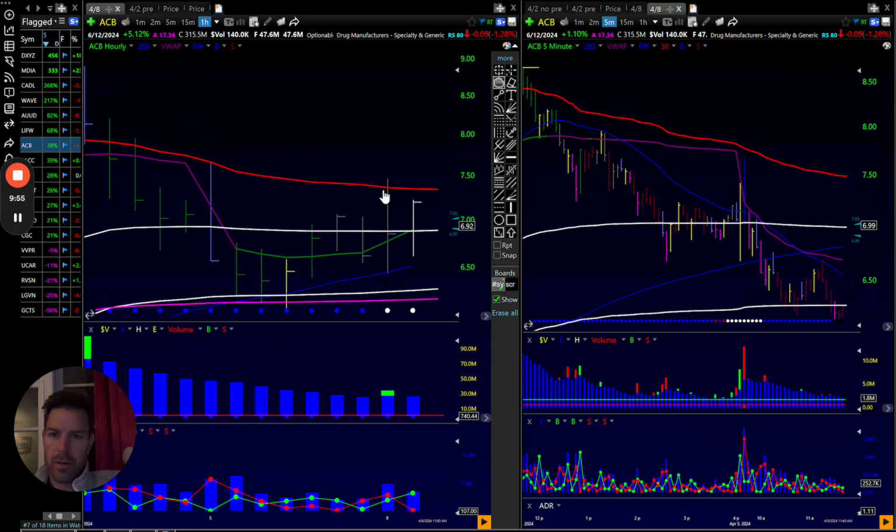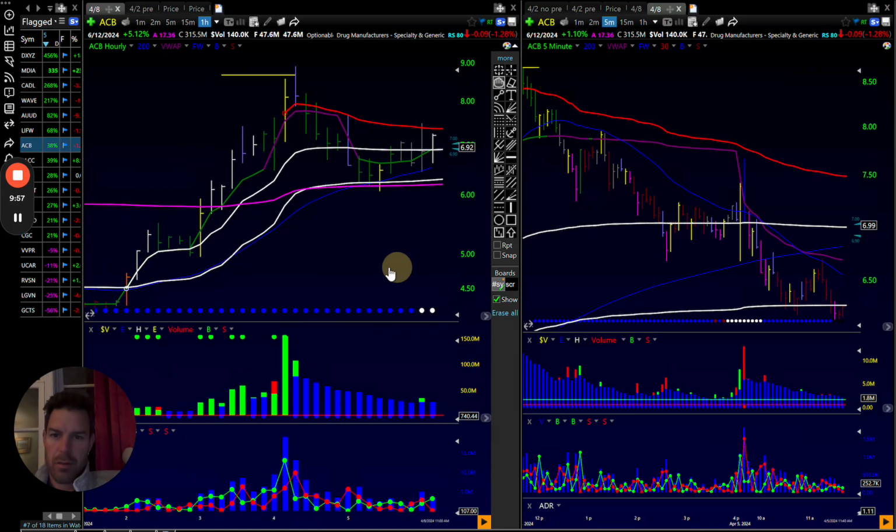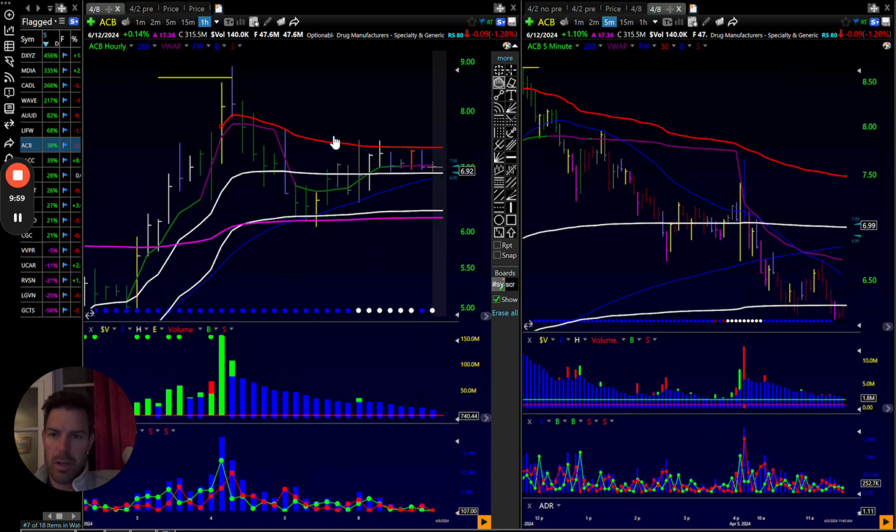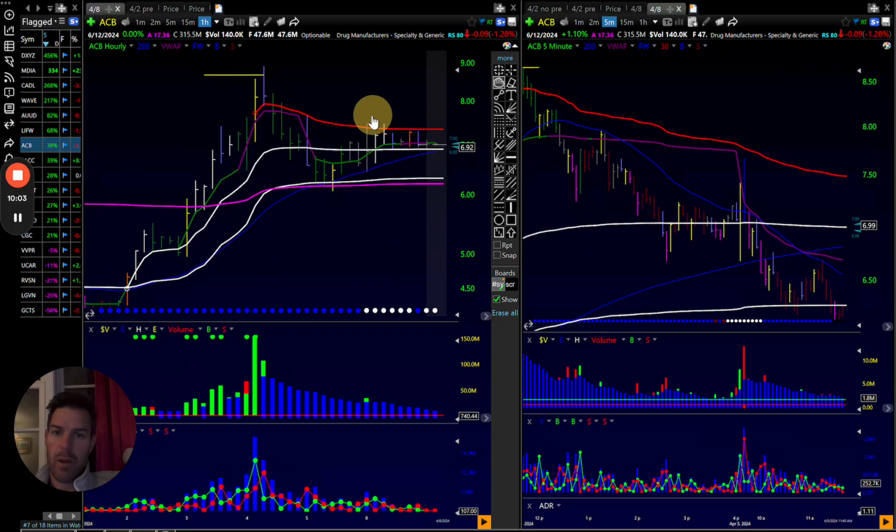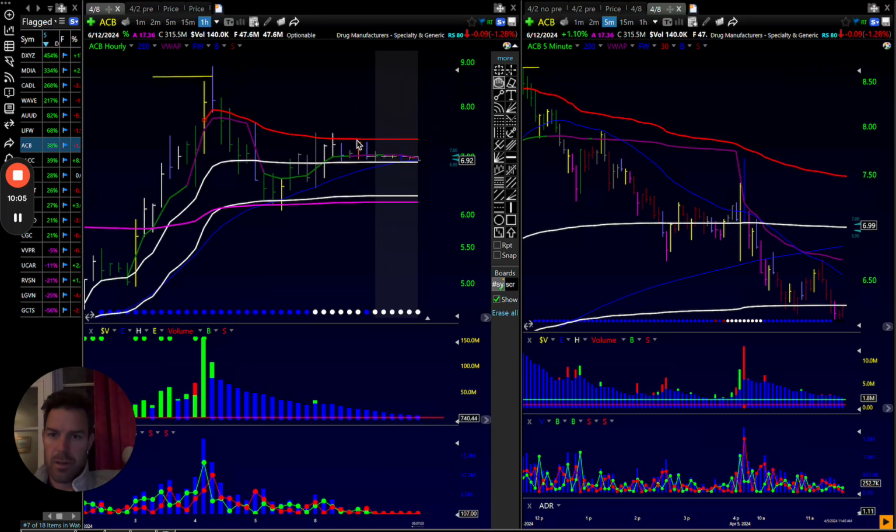And where's it likely going to go? To this red anchor VWAP. So that is now resistance. So now it's between support and resistance. And what was I doing yesterday? I was shorting near this resistance here.